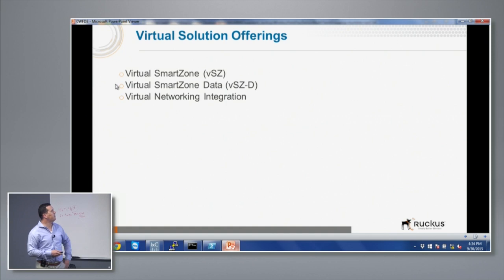The two different solutions I'll be talking about today, at least briefly, are the virtual Smart Zone, which is a product offering that we came out with last year. It is a virtual appliance that we use from a wireless LAN controller perspective. Also coming out soon is the virtual Smart Zone data. We'll be covering how those two different products work together.